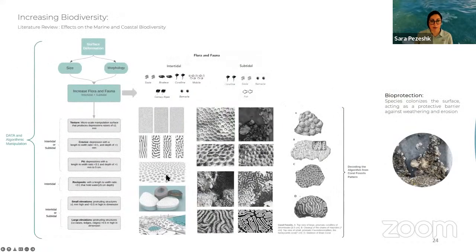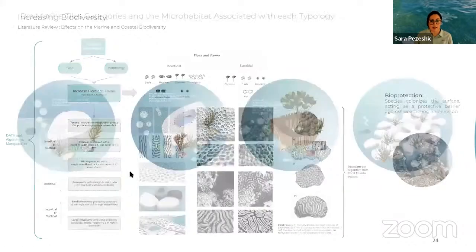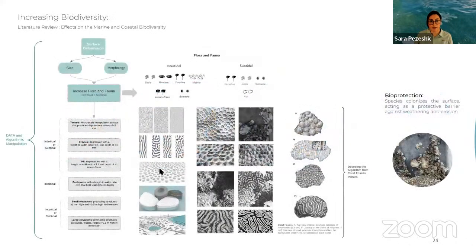The next goal that we had was increased biodiversity. To increase biodiversity, I looked into various literature studies, and I realized that by creating texture on the surface, the marine species can attach to them. And by doing so, they protect as a barrier against weathering and erosion and make the concrete more durable and reduce the maintenance and upkeeping. This process is called bioprotection, basically.